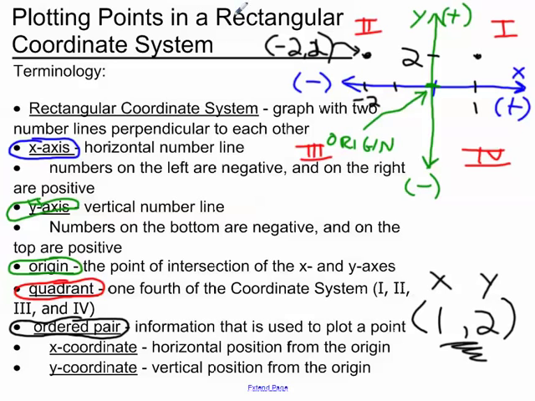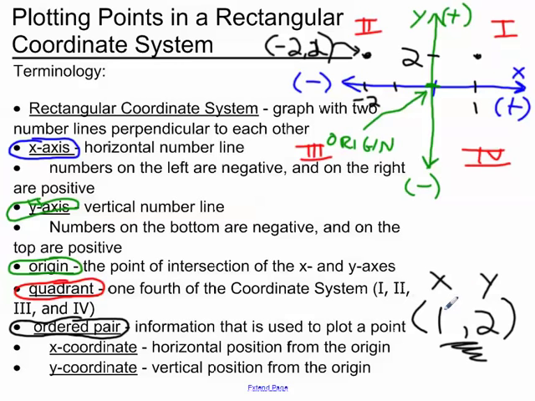So if we're talking about the rectangular coordinate system, we're talking about two different number lines, the x-axis and the y-axis. If we're given a point to graph, we would have to graph the x part first, move along the x-axis first, and then move along the y-axis next. And that will tell us where we plot a point.